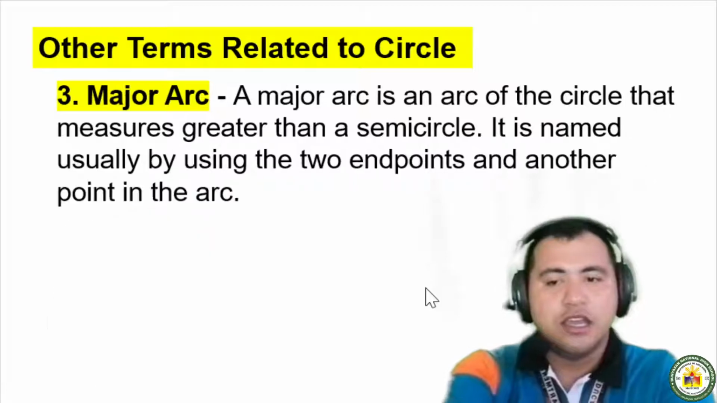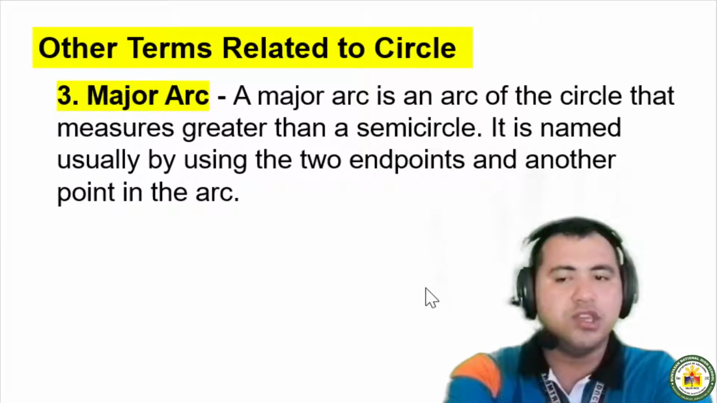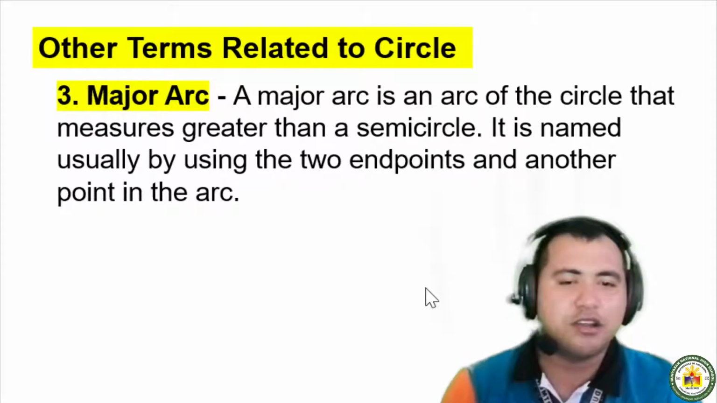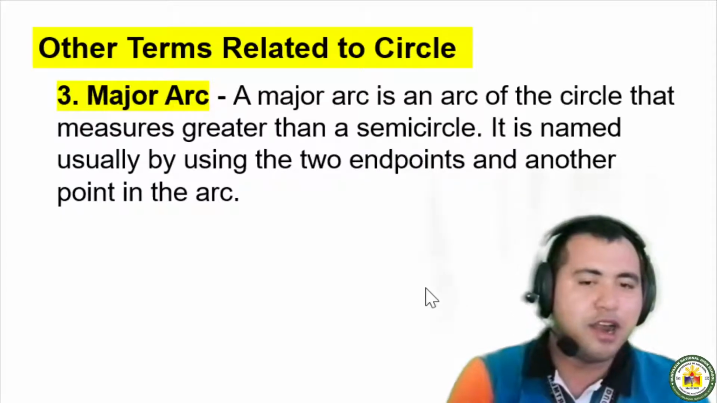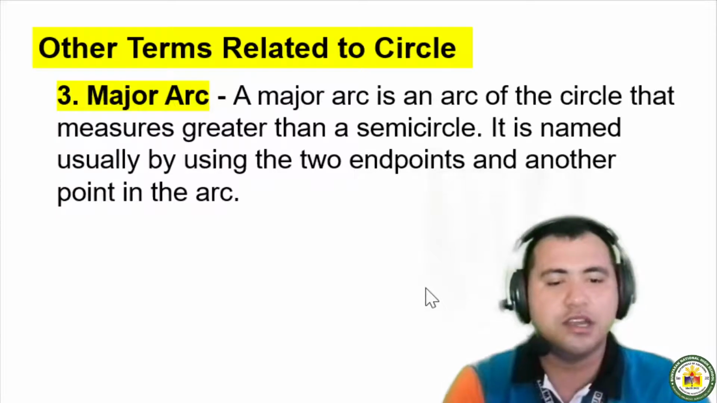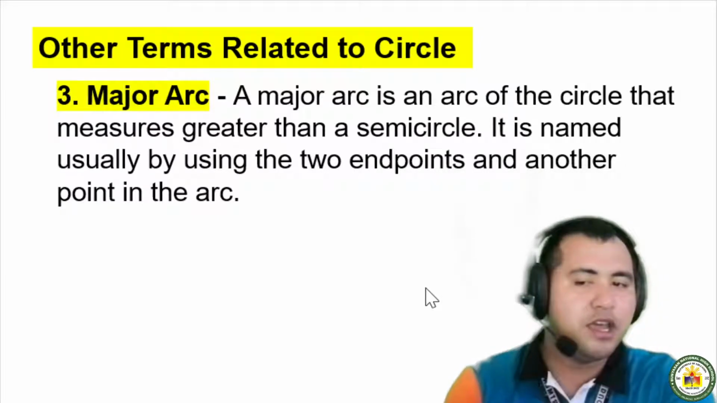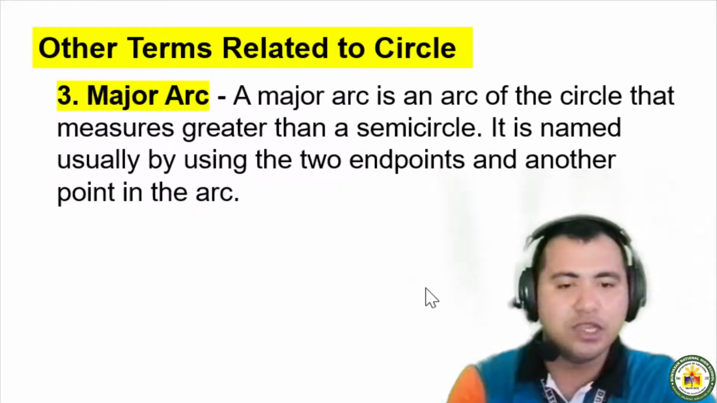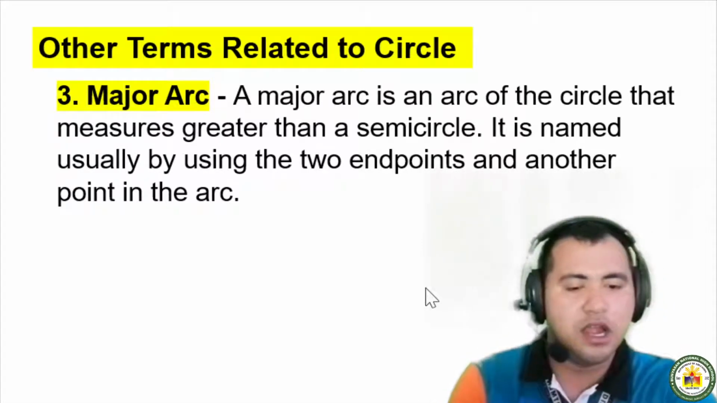So the third is the major arc. A major arc is an arc of a circle that measures greater than a semicircle. So if a minor arc is smaller than a semicircle, meaning it does not reach half of our circle, a major arc is larger than a semicircle. It is usually named by using the two endpoints and another point on the arc. It is named the same way as a semicircle, using three points: the endpoints and a point inside the arc.